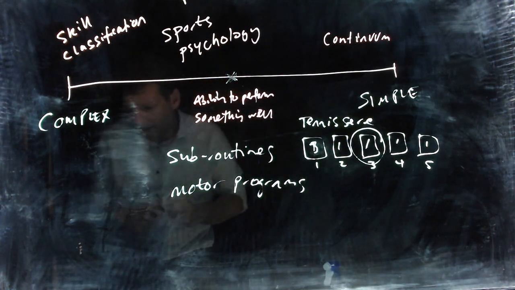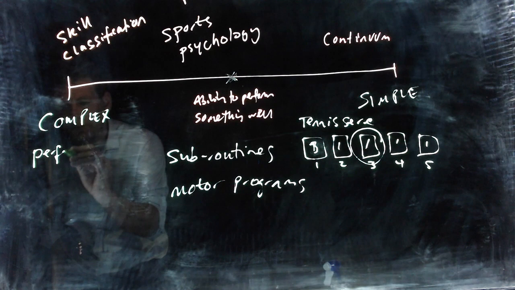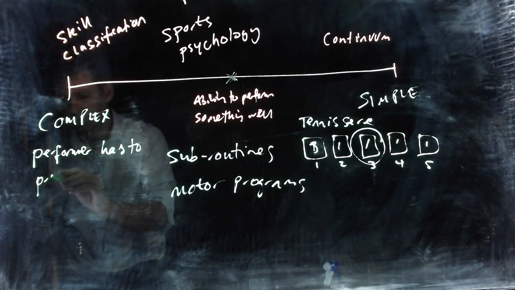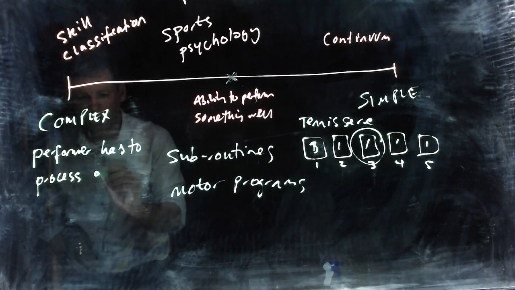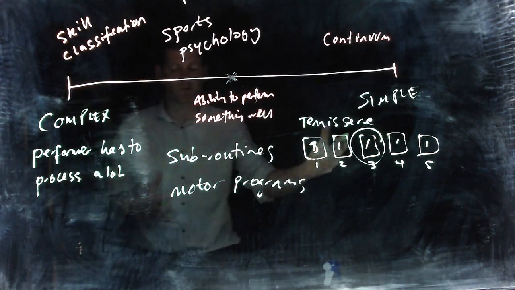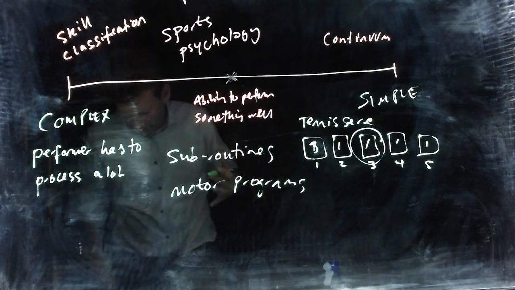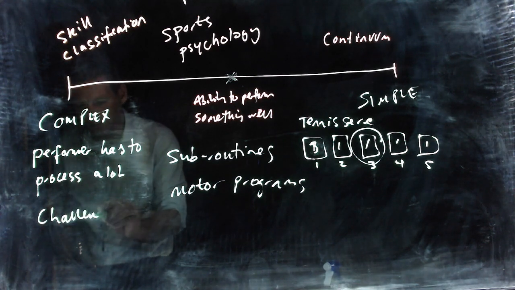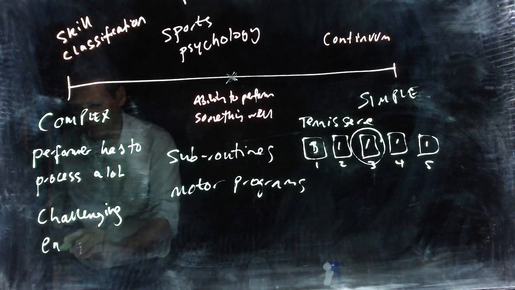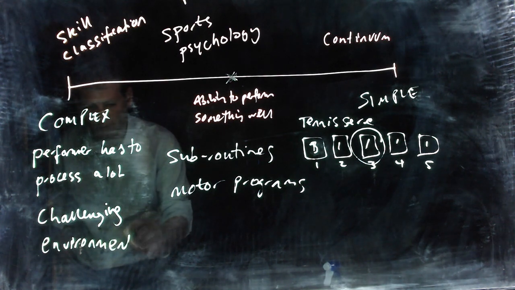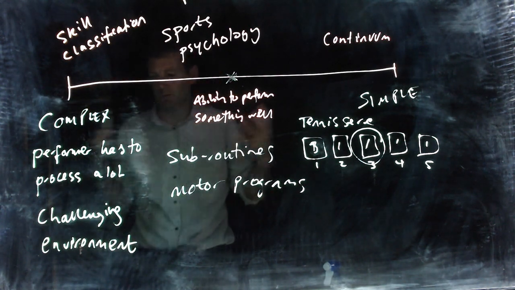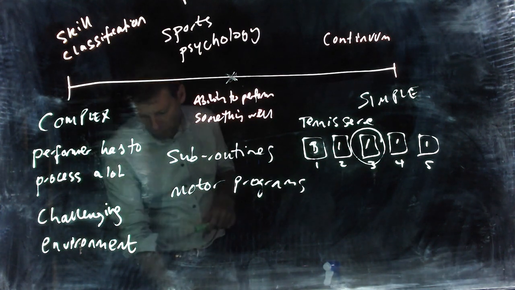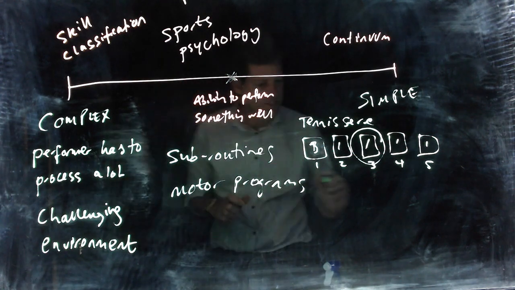So this is when the performer normally has to process a lot going on. So there's quite a few different components of the subroutine, and they've got to take that all on board, and that can be potentially quite confusing. It could also be in quite a challenging environment. Maybe there's multiple opponents or quite a complex environment surrounding them, a lot going on, and that potentially can make the skill more complex.